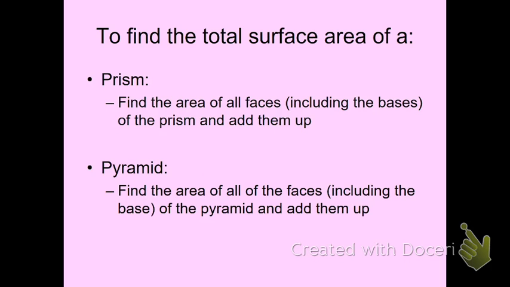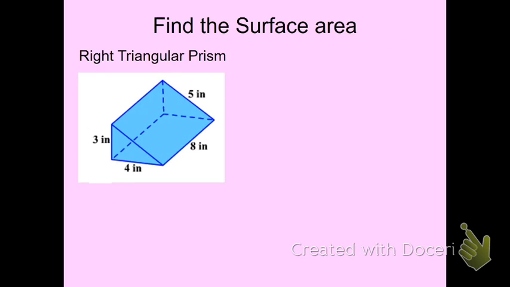To find the total surface area of a prism, find the area of all the faces, including the bases, and then add them up. For a pyramid, you have to find the area of all the faces and then the one base and add them all up. So total surface area is just drawing the net and finding the area of all the polygons. So let's try a couple. Alright, and it helps to draw a net here.